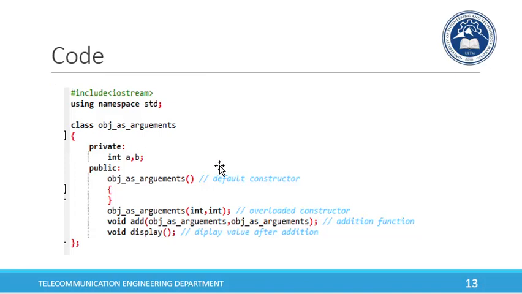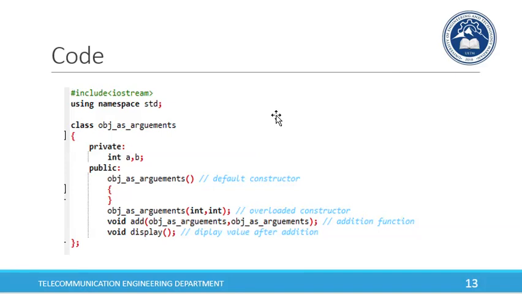So coming towards the code, this is the example of objects as arguments. I gave the class the same name as the title. We have declared two variables a and b privately, and then our default constructor. We have mentioned nothing in the default constructor, but it is the same as the name of the class. Then we have an overloaded constructor, in which we have passed two parameters, two integers. We have just declared it in the class, but we will define it outside the class.